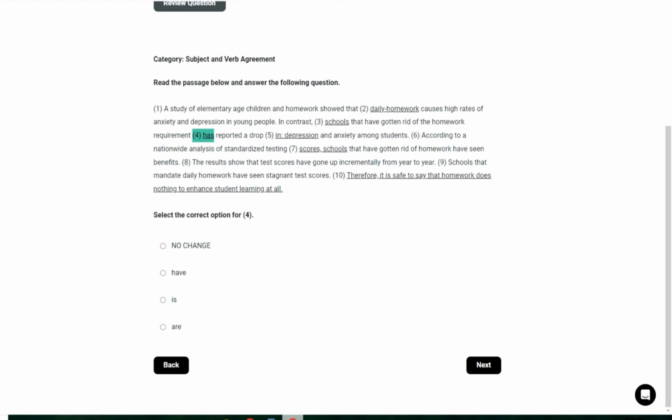"Gotten rid of the homework requirement has reported a drop." That's incorrect grammar. It doesn't sound right. Let's try the next one. "Gotten rid of the homework requirement have reported a drop." Okay, that one makes sense. I'm going to select it, keep moving on.